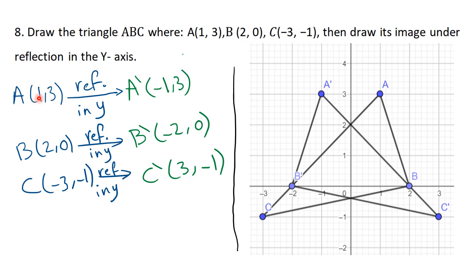So the x's here are 1, 2, and -3. We change the sign of 1, it will be -1, and the y will stay as it is, it will be 3. Here 2 will be -2, and -3 will be 3. Then we draw on the graph (1, 3) here. This is A. (2, 0), and (-3, -1), that is C. And then we will draw the image under reflection in the y-axis. So A dash will be (-1, 3), B dash will be (-2, 0), C dash will be (3, -1).